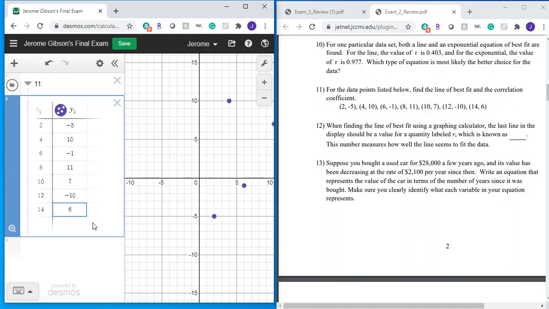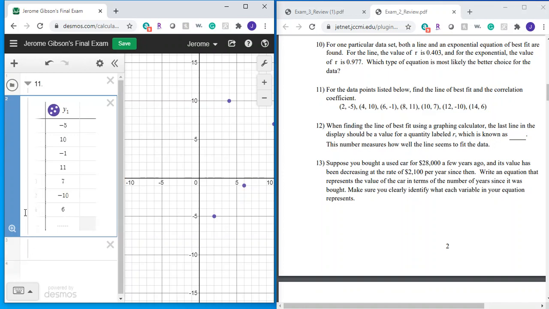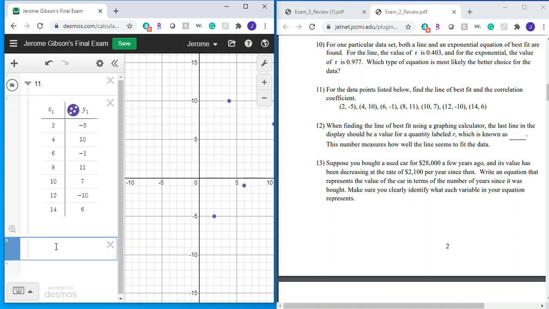Now remember, we want everything to remain under the folder for number 11. So what you have to do is click below the last entry you did behind this last column and then press enter. And if you notice, the line extends. So now we need to find which line is best fit.